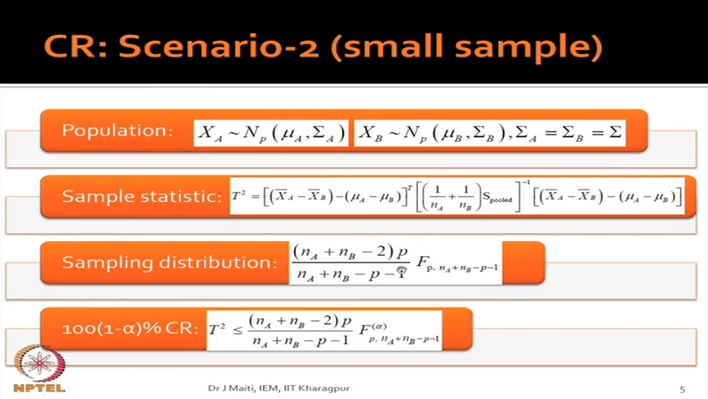This one, and see the F p, p is the numerator degrees of freedom, and N A plus N B minus p minus 1, this is the denominator degrees of freedom, and your confidence region will be t square less than or equal to this.